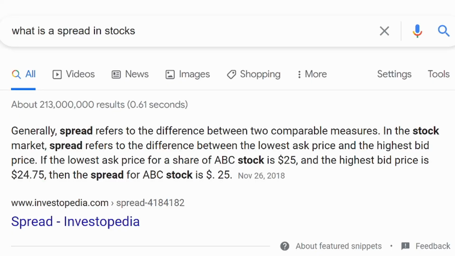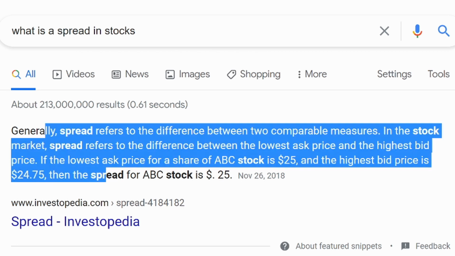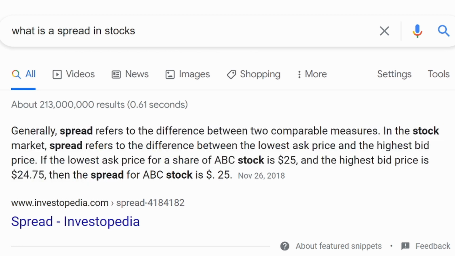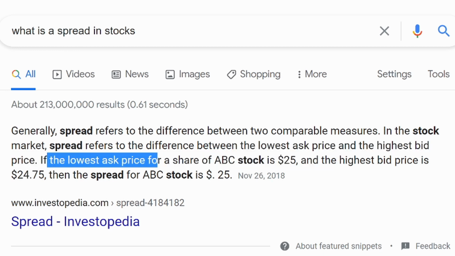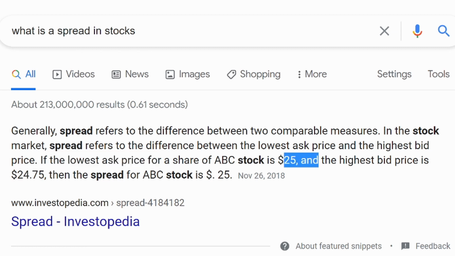Well, that's because there's something called a spread. With a quick Google search, what is the spread in stocks, we'll get a quick description which pretty much sums it up. It's the difference between the lowest ask and the highest bid price. So here's an example. If the lowest ask price is $25 and the highest bid price is $24.75, you have a spread of 25 cents.